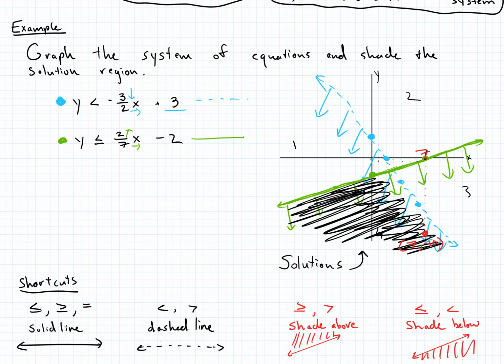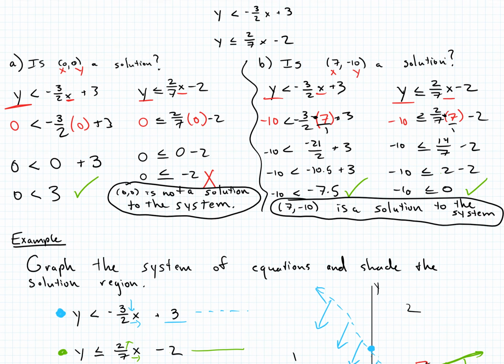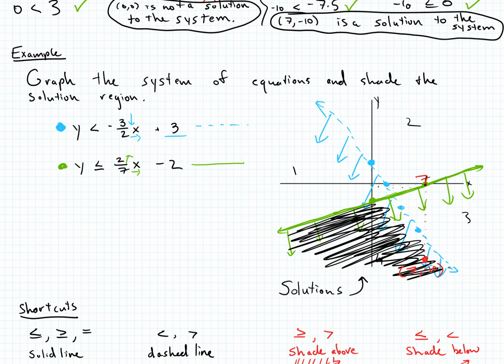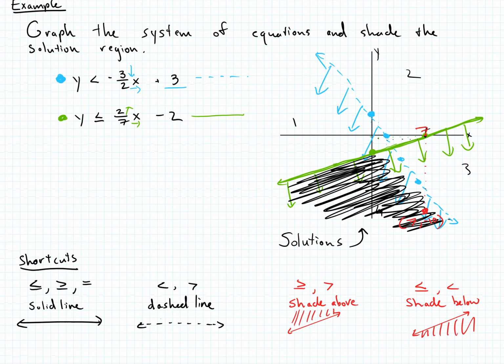So that makes sense. We also found a point that's not a solution. 0, 0 is not a solution. So let's see why that is. If we find 0, 0, we can see that even though it's under the blue line, it's going to make the blue line true. It's a solution to the blue line. It's not a solution to the green line because it's not under that one either. Another way to think about it, it's not in this nice solution region.